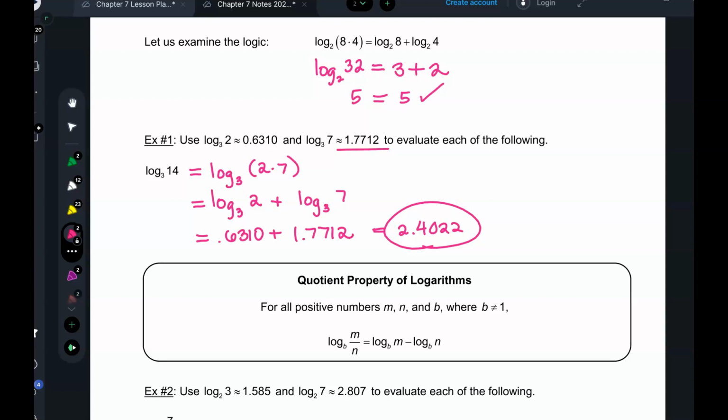Good. All we have to do is add them together. So we're basically taking the product and rewriting it as a sum.